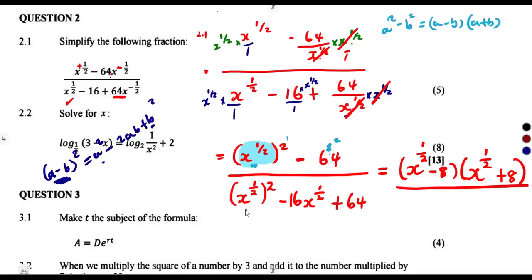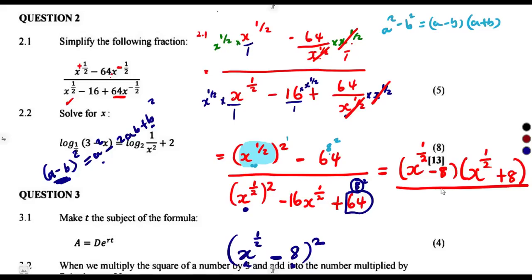What is our a? This one. What is our b? The last part that we check here is 8. It's 8 squared, so our b is 8. If we understand this, guys, it simply means we've got two brackets of x to the half minus 8, which is a minus b squared. So it's x to the half, which is our a, minus b, the 8 from 64, 8 squared. That is a minus b squared.